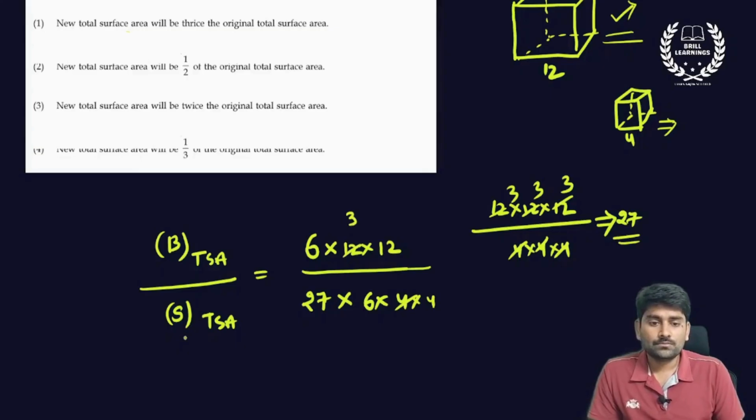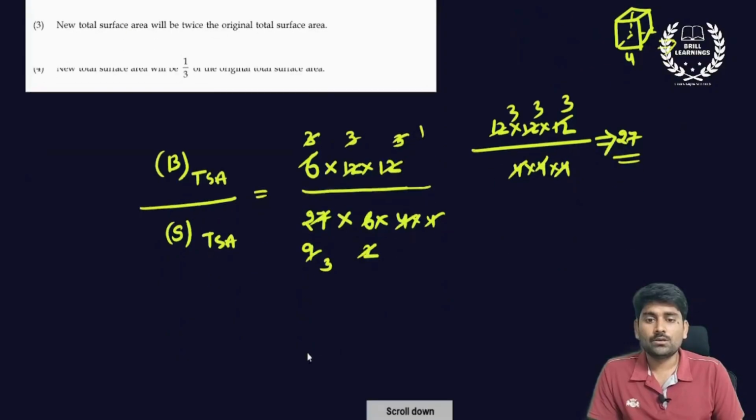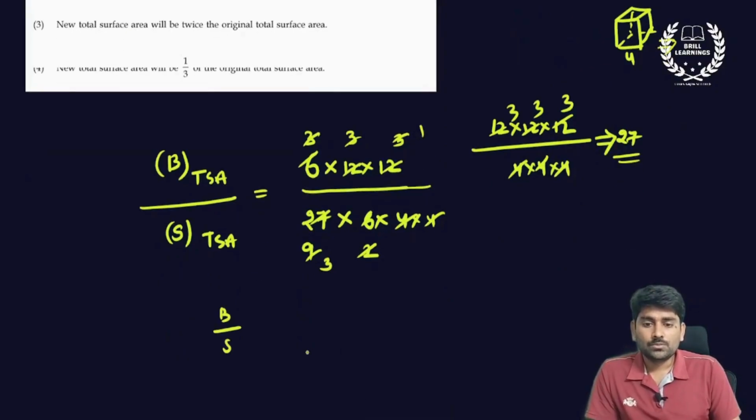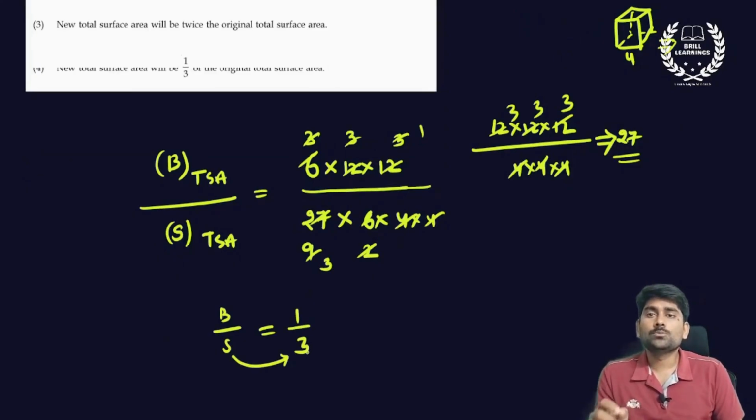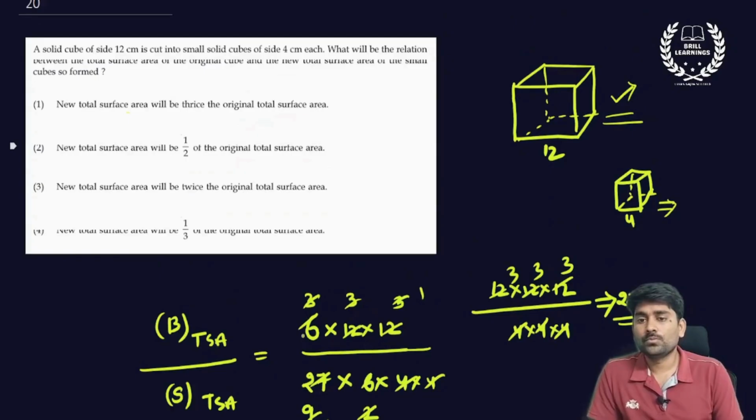Simplifying, 4 3s are 12, 4 3s are 12, 3 1s are 3, 3 2s are 6, 3 9s are 27, 3 3s are 9. Bigger by smaller total surface area is 1 by 3. That means the total surface area of all the smaller cubes will be 3 times the total surface area of the bigger cube. So here the first one is the right answer.